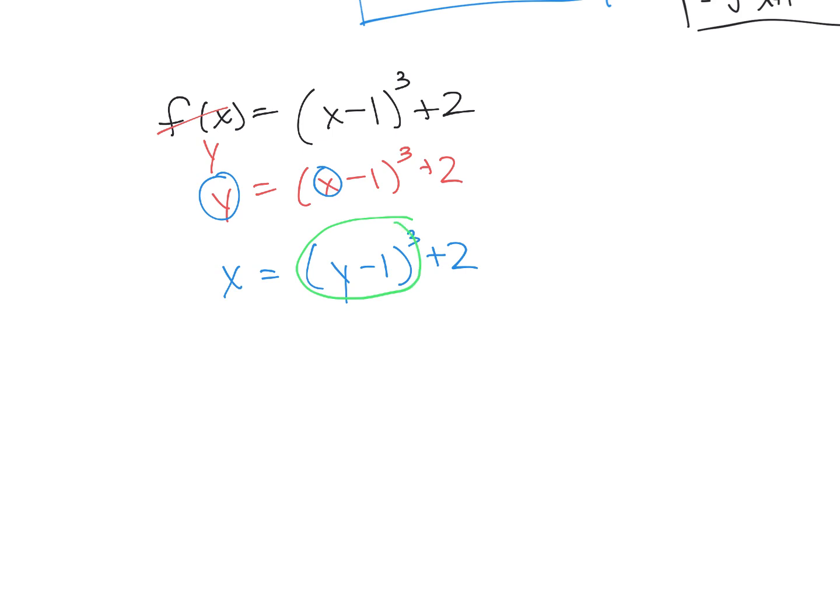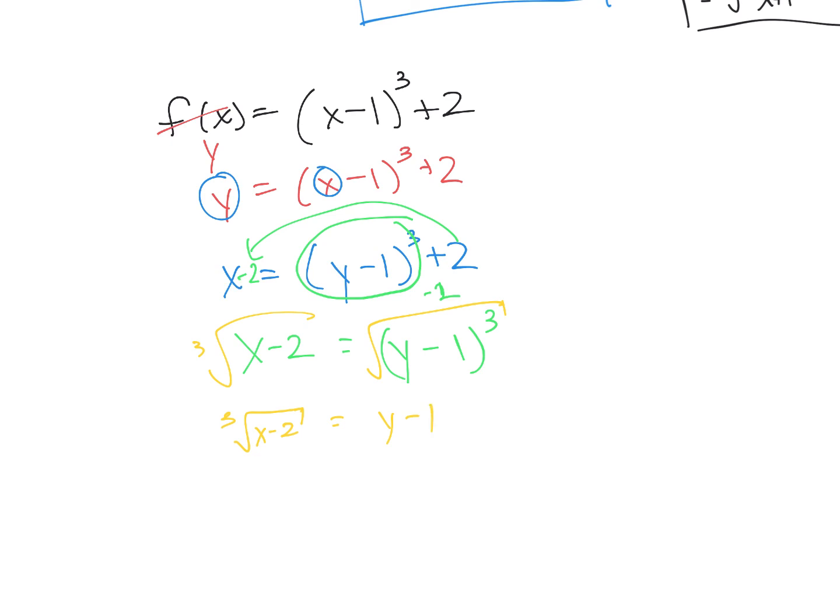Isolate my base. And so I'm going to move the 2 over. It's a positive 2, so I'm going to subtract 2. So x minus 2 equals y minus 1 to the power of 3. Now I can take the cube root because I isolated the base. There's no plus minus because it's an odd root. So we have the cube root of x minus 2 equals y minus 1.